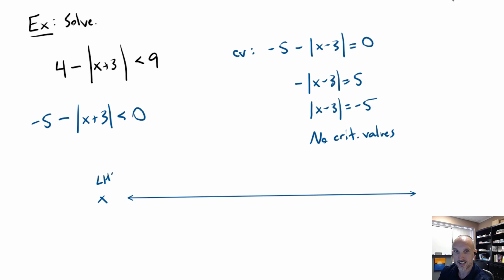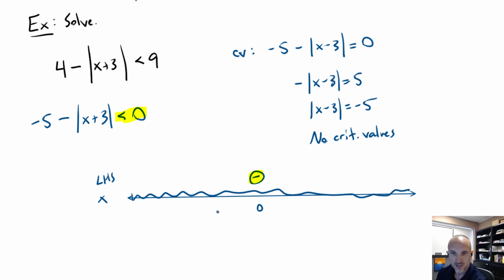You simply pick one test point, right? There aren't multiple intervals here. It's one interval, the whole number line. And so we might test 0 in the left-hand side. Well, 0 plus 3 is 3. Negative 5 minus 3 is negative. So the entire left-hand side is negative. No matter what you plug in for x on the number line, the left-hand side's going to be negative. And we're interested in where it's negative. So we have to shade all of the number line for our solution.